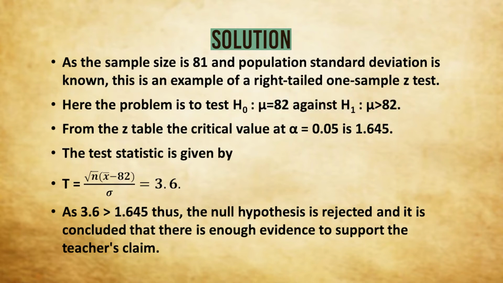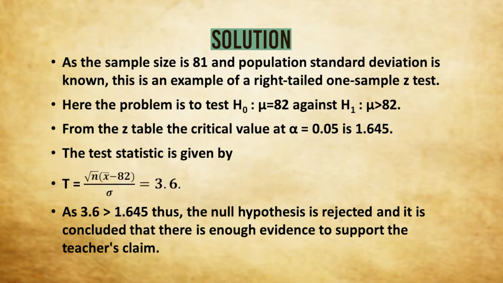The test statistic, we know, is root n times (x bar minus 82) by sigma. Here n is nothing but 81 because the sample size was 81. X bar is given actually, and sigma is known. And the value comes out to be 3.6.